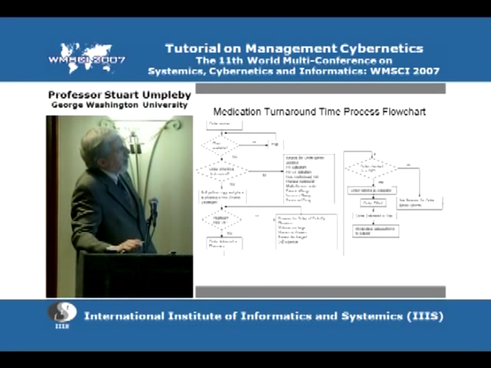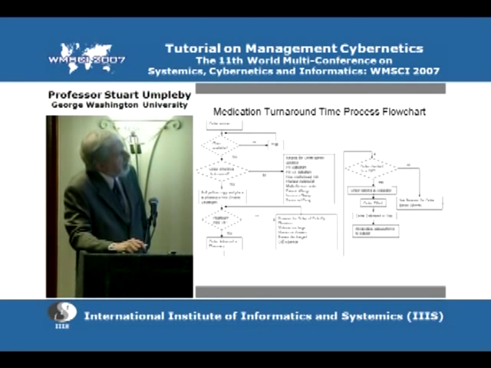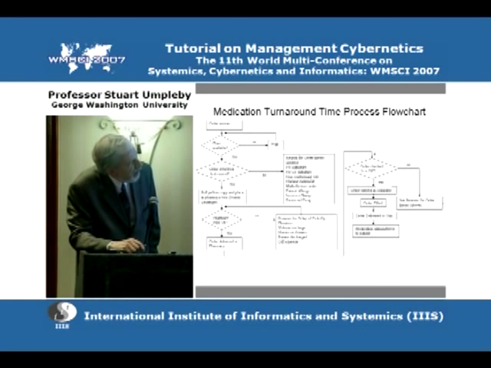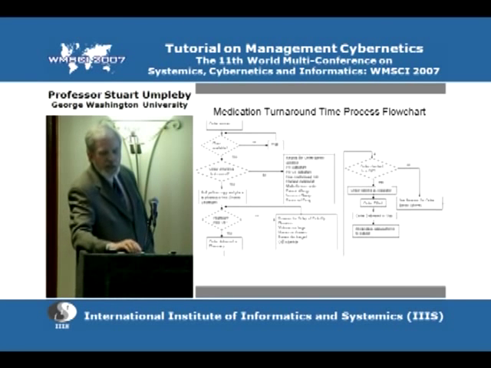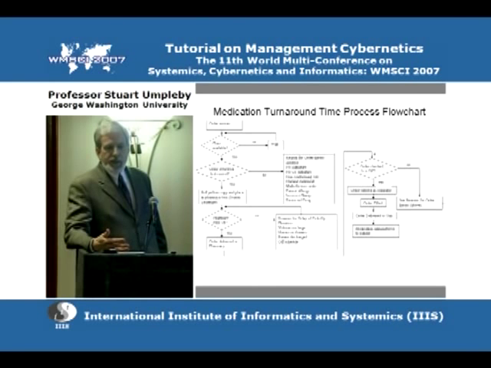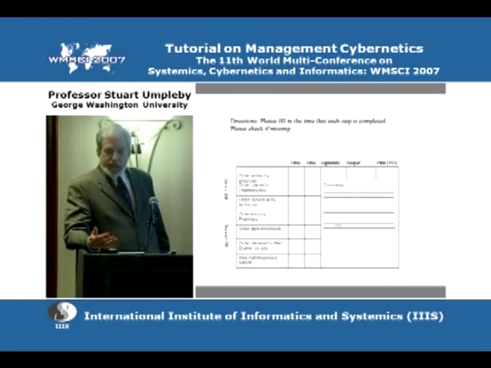Is the order reviewed? Okay, then you review it according to these criteria. And then this is sort of detailed. You pull a yellow copy and so forth. Pharmacy picks it up. The order is delivered to pharmacy. What's that say? Order is checked. Is it okay? It's checked according to these criteria here. The order is entered in the computer. It's filled. The order is delivered to the unit, and the medication is delivered to the patient. So that's the process. What they needed to know was, where are the delays happening?